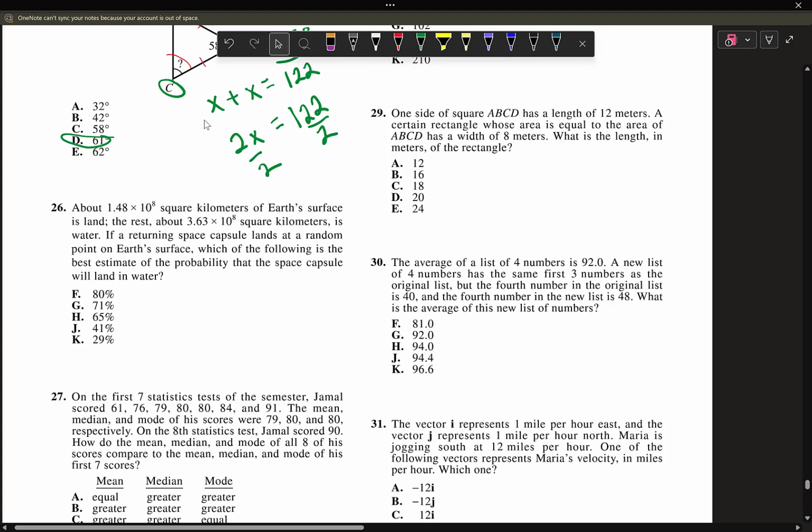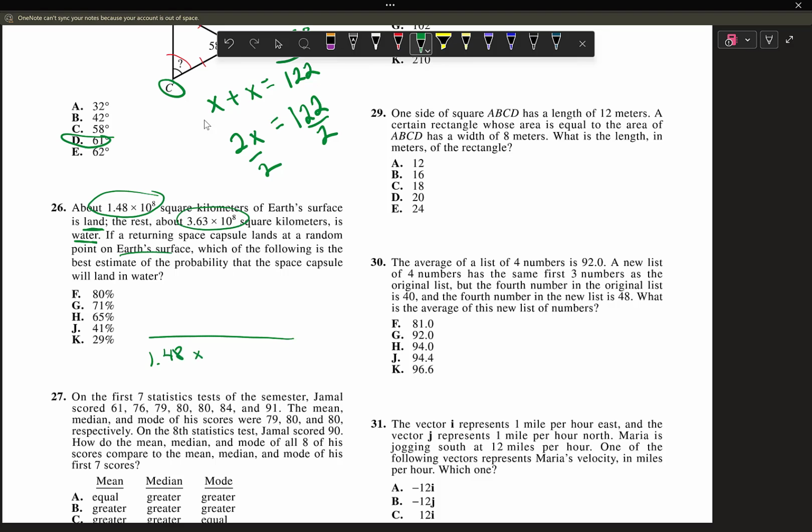About 1.48 times 10 to the 8 square kilometers of Earth's surface is land. The rest is water, represented by that number. If a returning space capsule lands at a random point on Earth's surface, which of the following is the best estimate of the probability that the space capsule will land in water? So when we're doing probability, I always like to come up with the total number of outcomes first, the sample space. In this case, they can land on land or they can land on water.